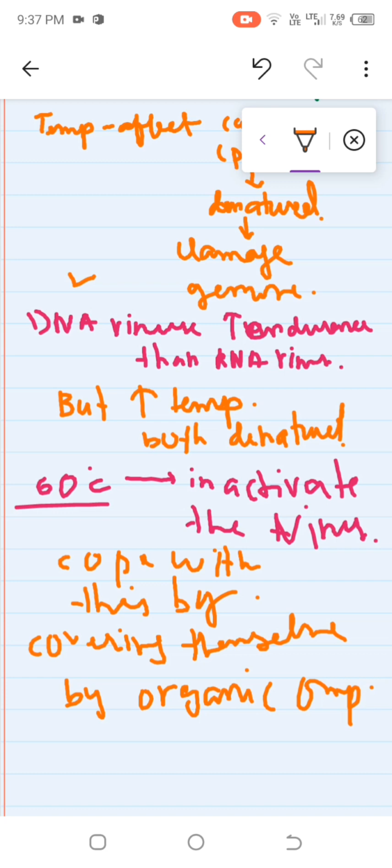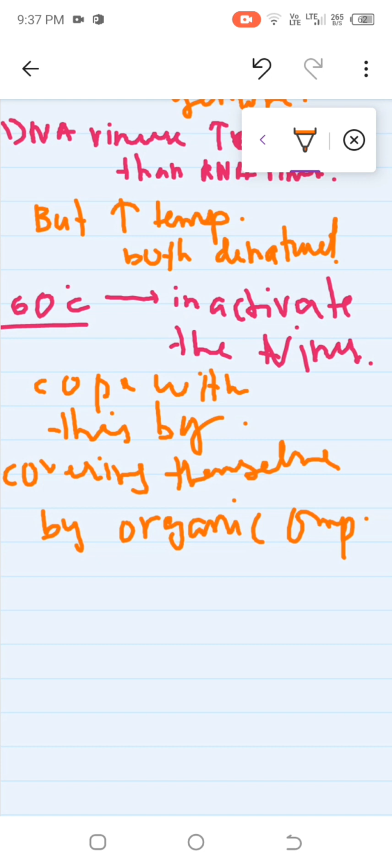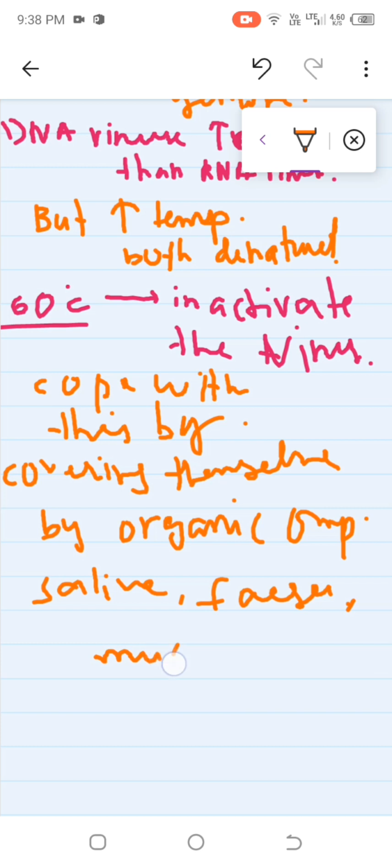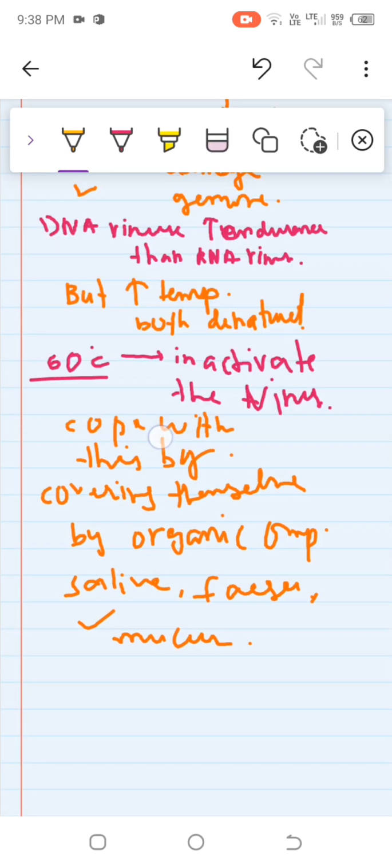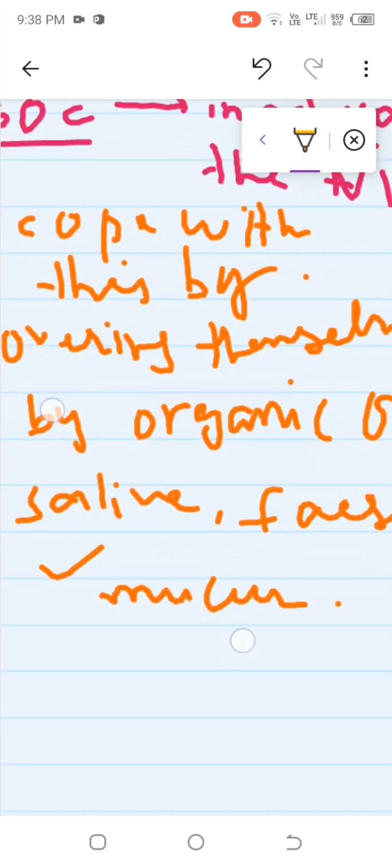Now what can the organic component be? Here the organic component can be saliva, as viruses can cover themselves with saliva, feces, and mucus. So these are some examples through which viruses can cope and cover themselves. Here the best examples are influenza and coronavirus.